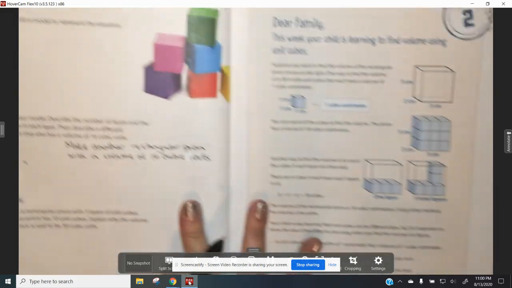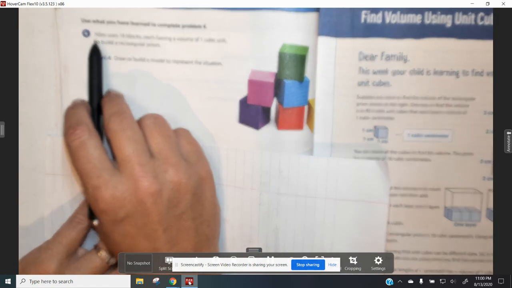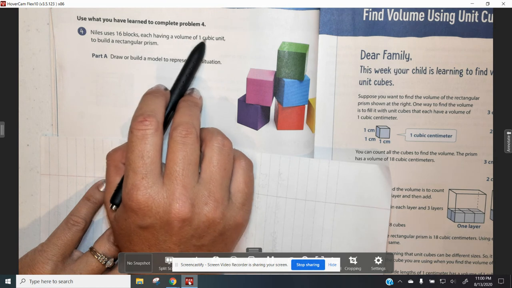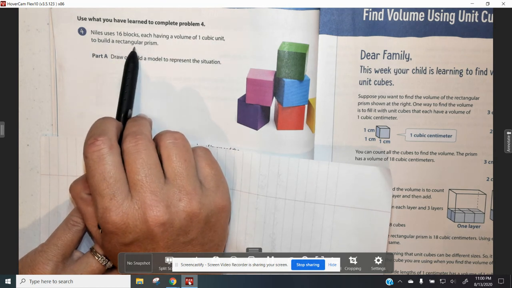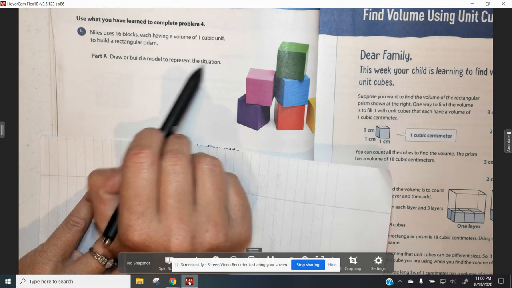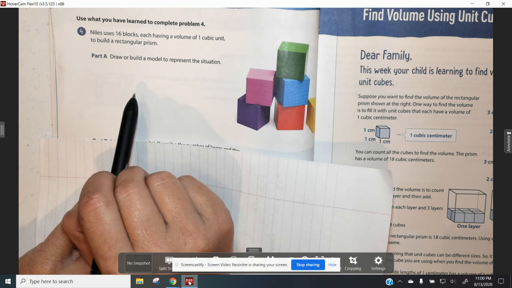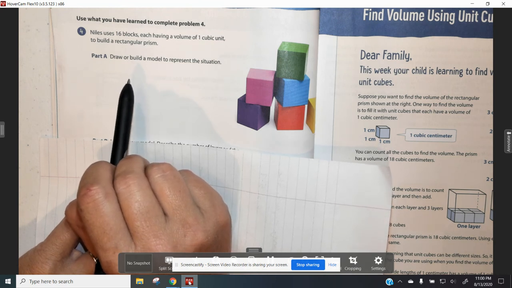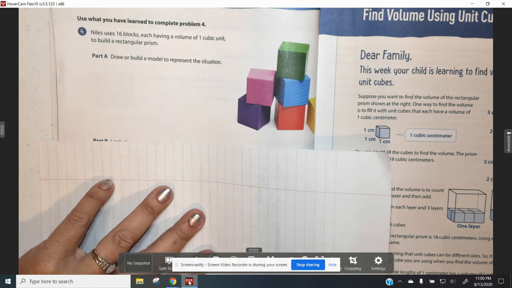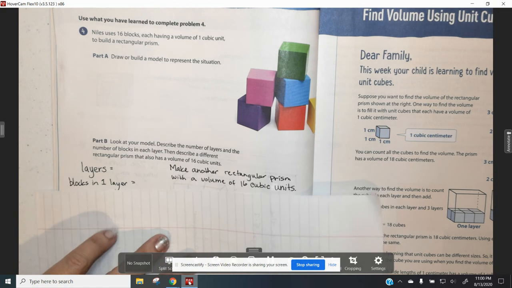On page 14, on number 4, part A, it says Niles uses 16 blocks, each having a volume of 1 cubic unit, to build a rectangular prism. Draw or build a model to represent this situation. Just do your best. I know that drawing cubes is a little difficult, but I want you just to do your best to draw a rectangular prism but it has to have 16 blocks. So think about what you've learned so far to see how you could draw that.